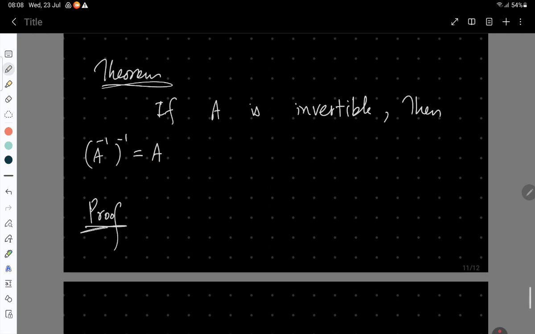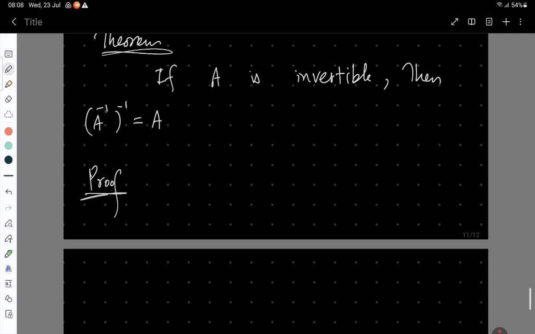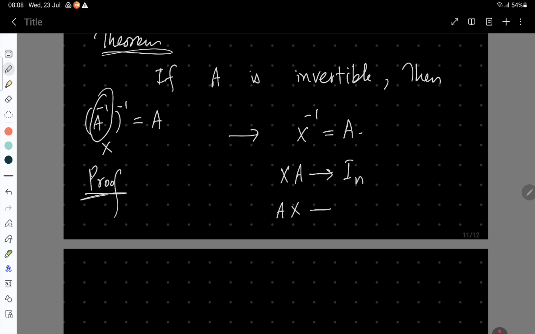Okay, so how to prove this? Suppose that this is matrix X. So what does that mean? X inverse is A. So how to prove that the inverse of X is A? I told you the definition. If you multiply X with A, and if you end up with identity, also if you multiply A with X, you end up with identity, then we will say that X is the inverse of A. No, A is the inverse of X. Okay, both are inverses of each other.